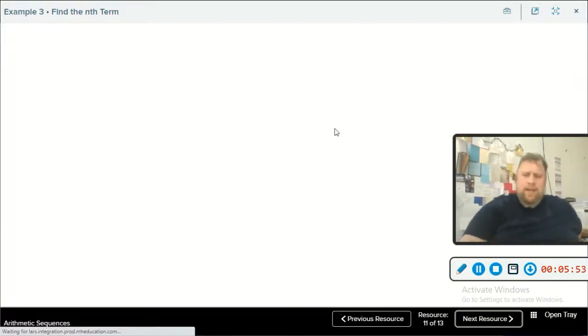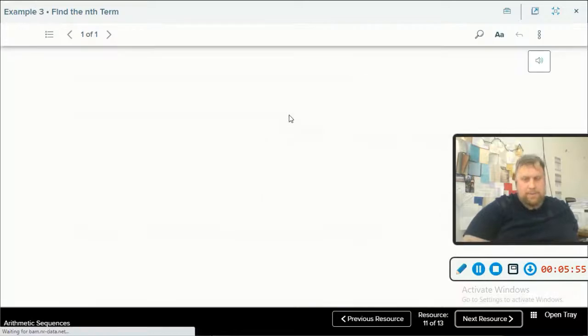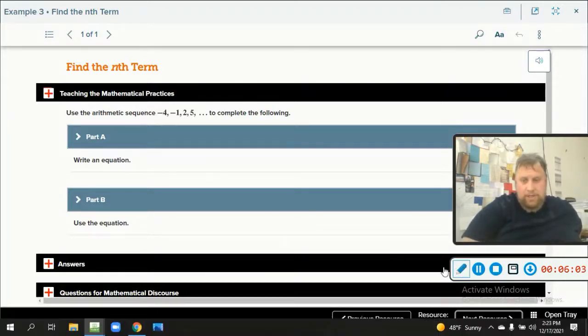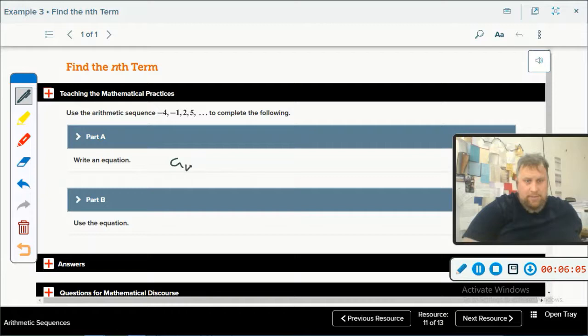We're going to try this now on our own. Let's see what happens. So here's our sequence: negative 4, negative 1, 2, and 5. Okay. So the first thing, we need to write an equation. So we know, again, our a sub n is equal to our first term plus n minus 1 times our common difference. Well, let's figure this out.